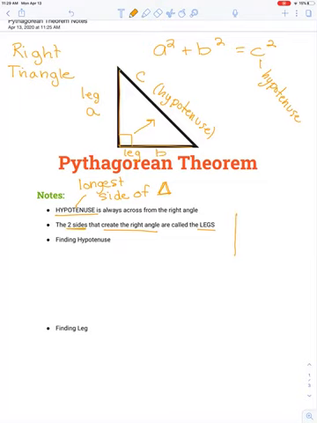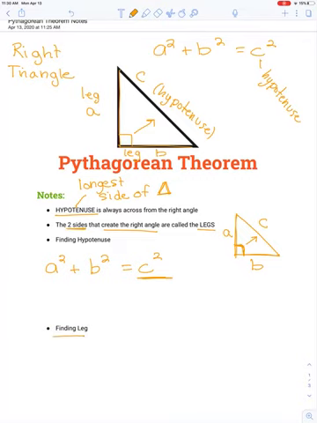So, to clean it up a little bit, here's my right triangle, or my right angle. So there's A. There's B. And the longest side, which is always opposite your right angle, is your C. Okay. So when you're finding the hypotenuse, you're going to leave it set up in the traditional A squared plus B squared equals C squared way, because you're trying to find your C squared.